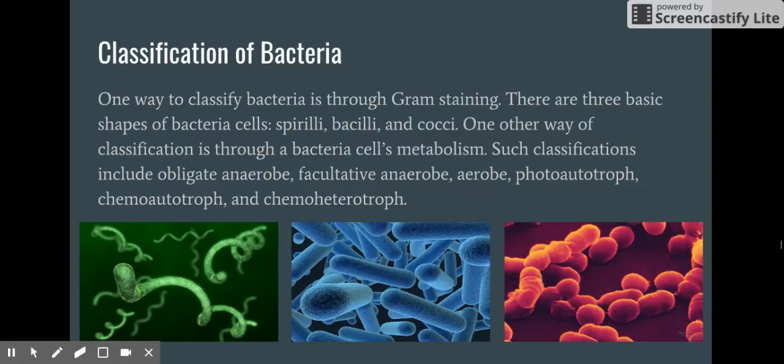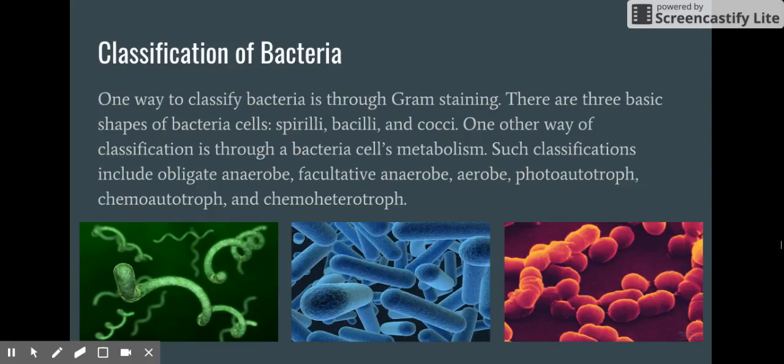There are several ways bacteria are classified. One way is through gram staining. Gram-positive bacteria have a thicker peptidoglycan layer in the cell wall, causing it to stain a darker purple, whereas gram-negative bacteria stain a lighter purple or clear color. In gram-negative bacteria, the peptidoglycan layer is sandwiched between two plasma membranes.